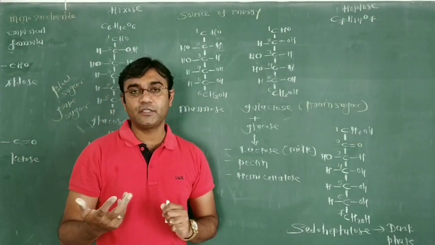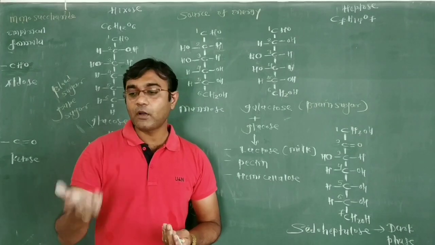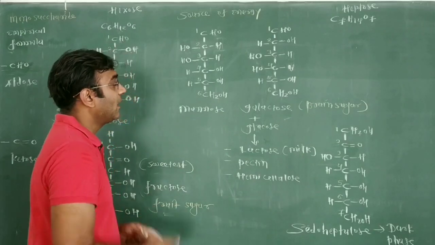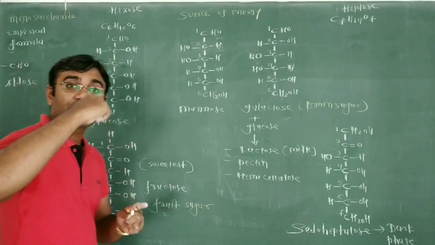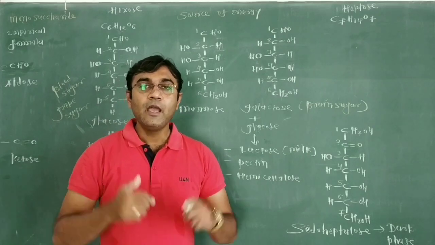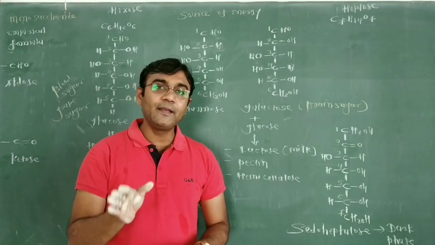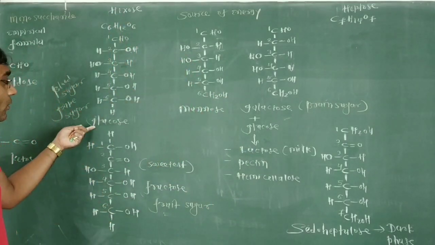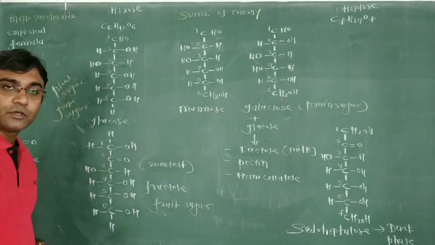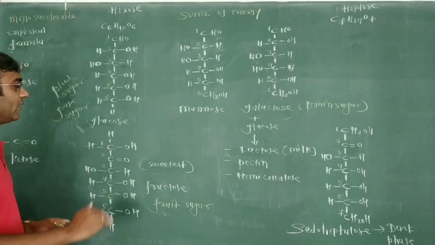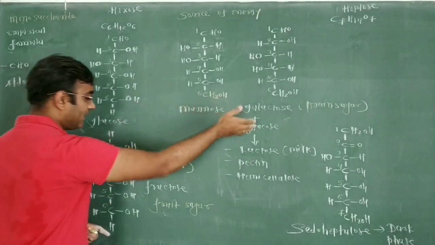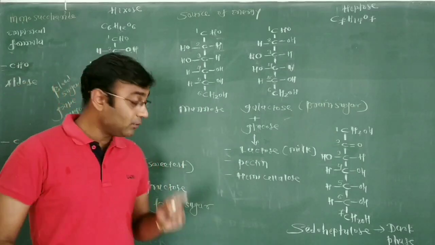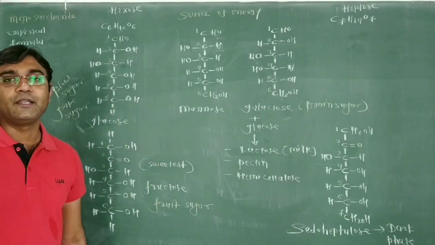They need the ring structure. So before learning about disaccharides and polysaccharides, we have to learn how the linear structure is converted into the ring structure, especially for di- and polysaccharides made up of hexose sugars such as glucose, galactose, and fructose. So first we go for learning how the linear structures of glucose, galactose, and fructose are converted into ring structures.